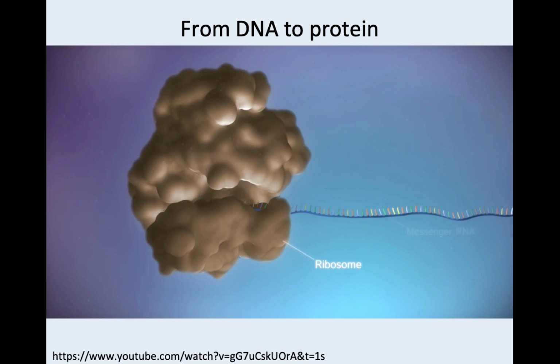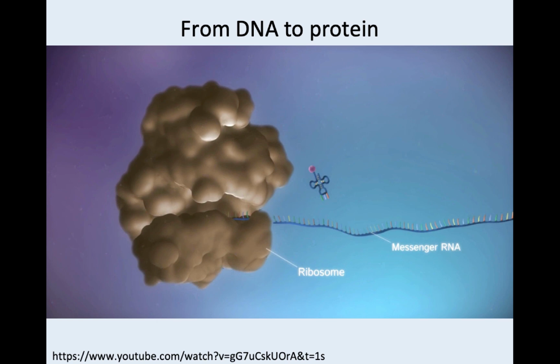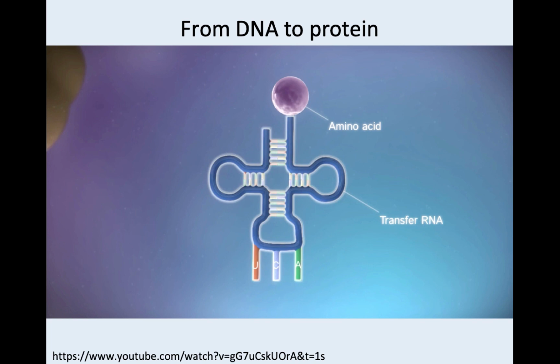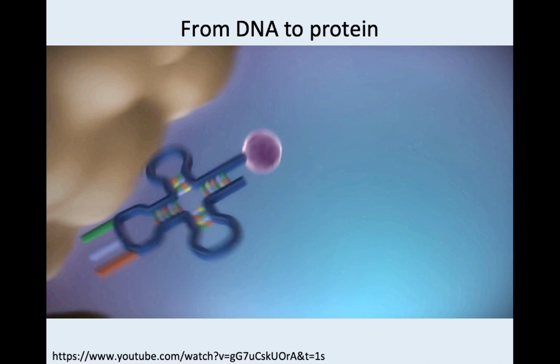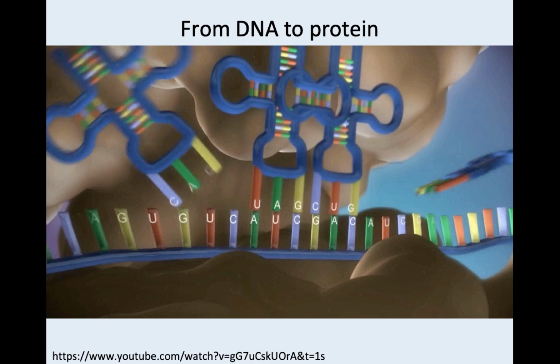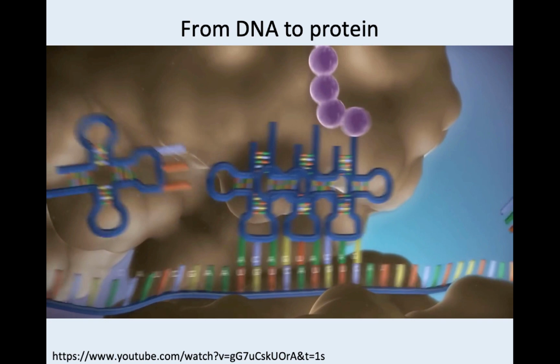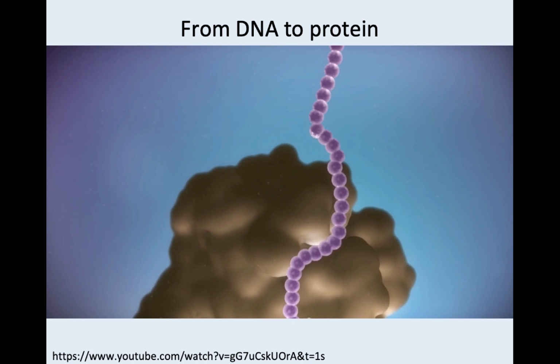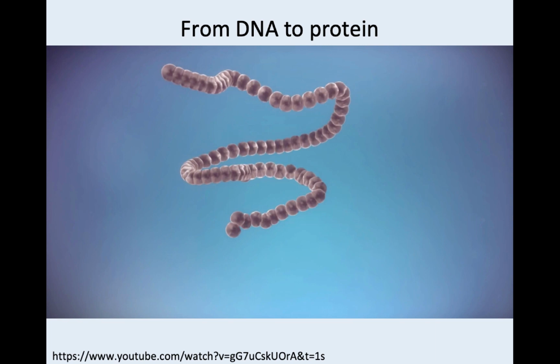Protein factories in the cytoplasm, called ribosomes, bind to the messenger RNA. The ribosome reads the code in the messenger RNA to produce a chain made up of amino acids. There are 20 different types of amino acid. Transfer RNA molecules carry the amino acids to the ribosome. The messenger RNA is read three bases at a time. As each triplet is read, a transfer RNA delivers the corresponding amino acid. This is added to a growing chain of amino acids. Once the last amino acid has been added, the chain folds into a complex 3D shape to form the protein.